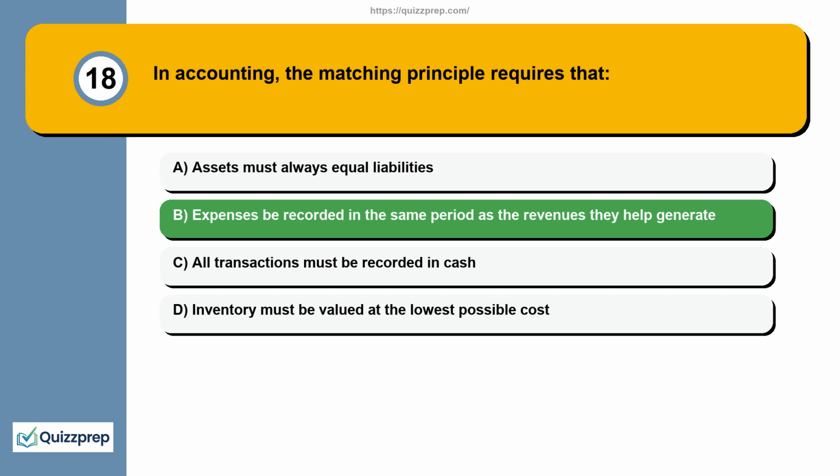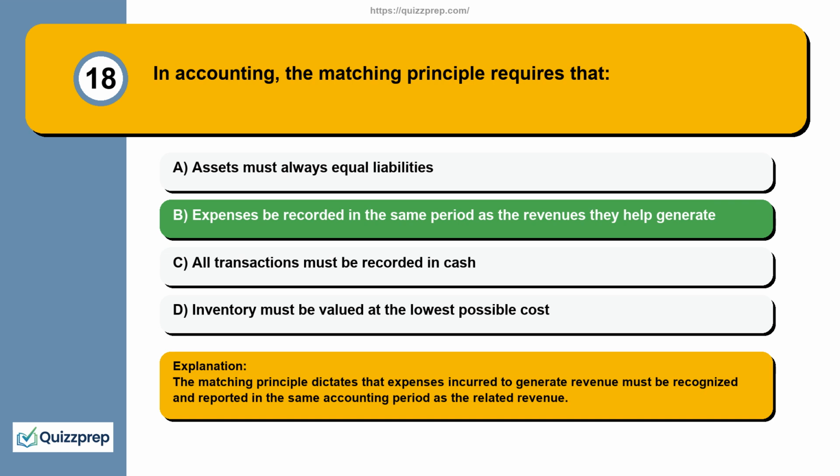The correct answer is option B. Expenses be recorded in the same period as the revenues they help generate. Explanation: the matching principle dictates that expenses incurred to generate revenue must be recognized and reported in the same accounting period as the related revenue.